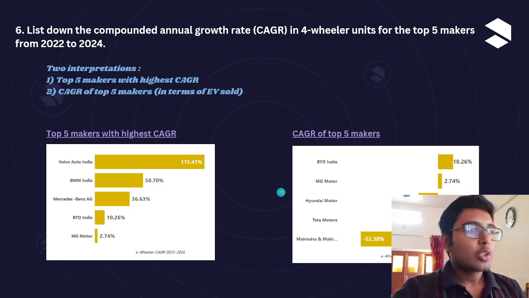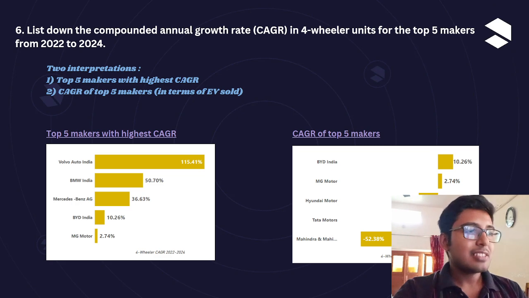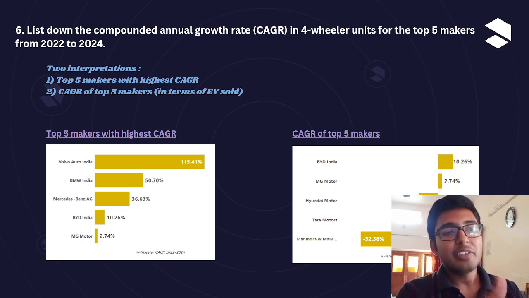The first chart shows us the top 5 makers with the highest compounded annual growth rate, and we can see that Volvo Auto India has the highest CAGR with 115.41%, followed by BMW India, Mercedes Benz, BYD India and MG Motor. Now if we interpret this question in the second way, that is, first we identify the top 5 EV makers in the four-wheelers category, and then we find out their compounded annual growth rate. So here is that result. BYD India and MG Motor are the only two top 5 makers which have a positive CAGR. The rest three, that is the Hyundai Motor, Tata Motors and Mahindra, are having a negative CAGR.